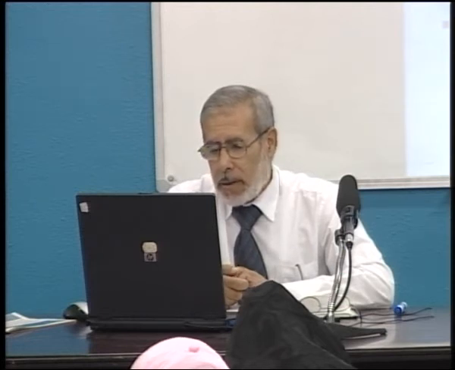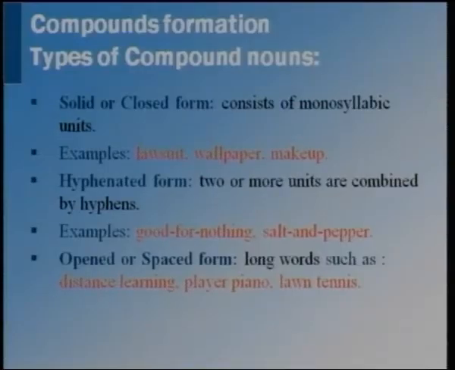We have hyphenated compounds, where the two units are combined by a hyphen. For example, good-for-nothing, you have a hyphen after for and before it. Salt-and-pepper. Black-and-white. Mother-in-law. Brother-in-law. Sister-in-law. You have a hyphen.